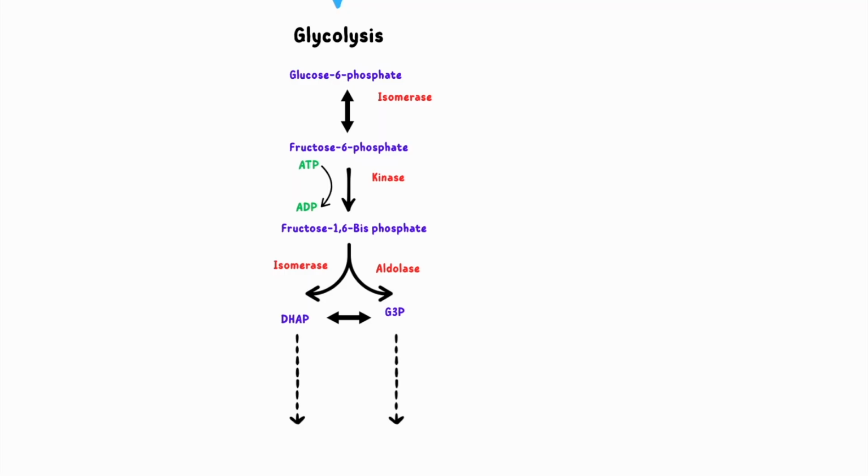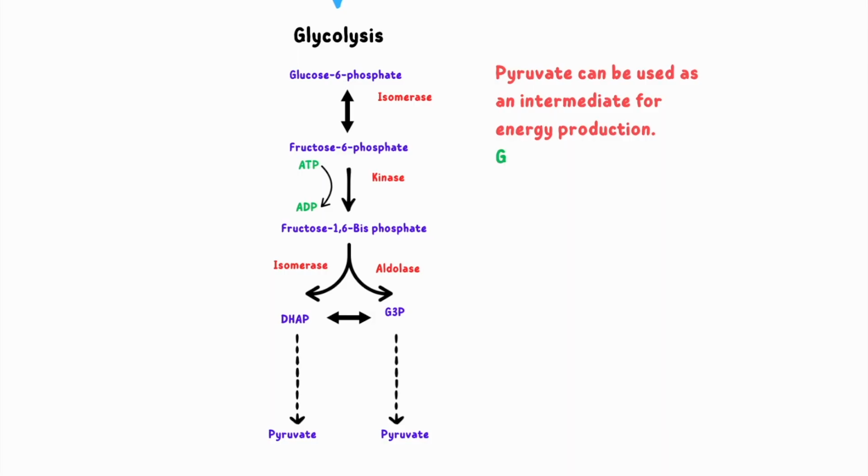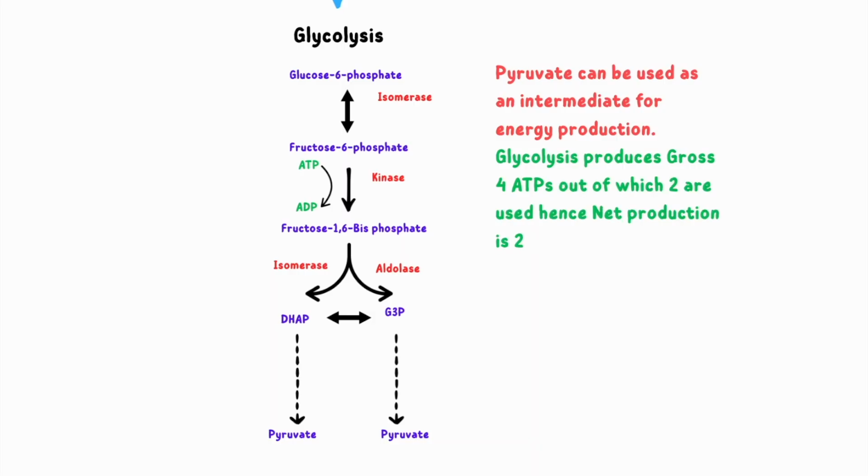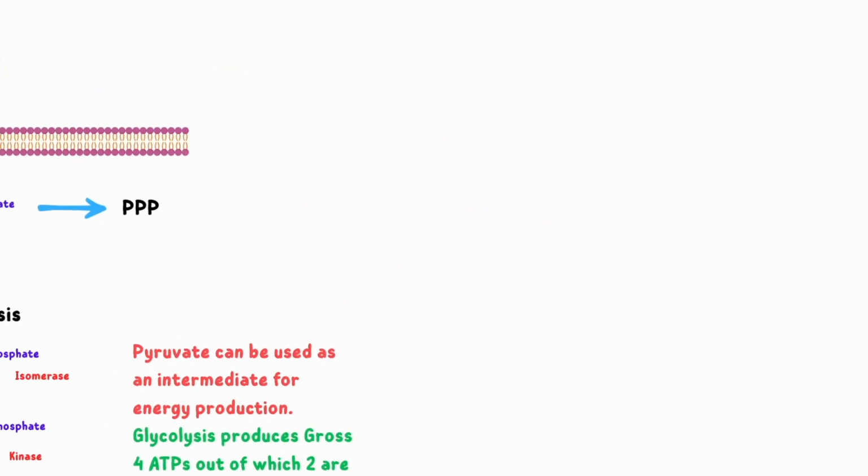Then the glycolysis metabolism enters into the energy payoff steps, where the generation of ATP and final product pyruvate takes place. Pyruvate can be used as an intermediate for energy production. Glycolysis produces gross 4 ATPs, out of which 2 are used, hence net production in glycolysis is 2 ATPs.